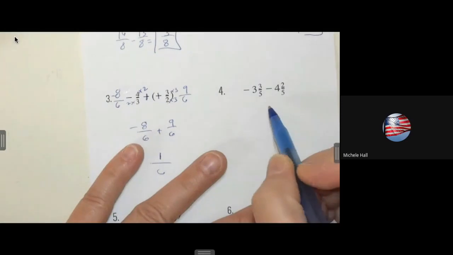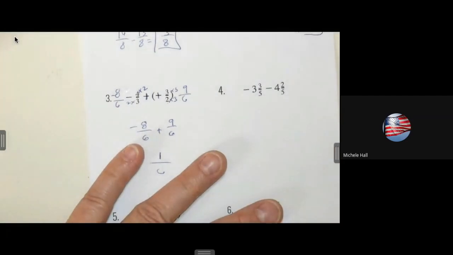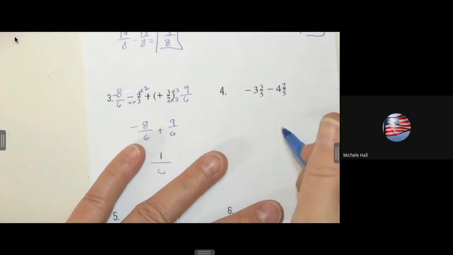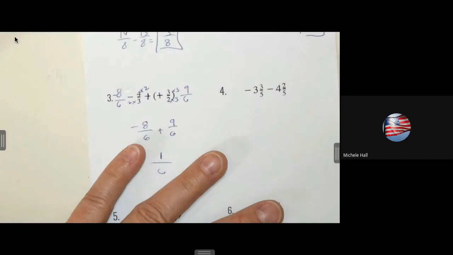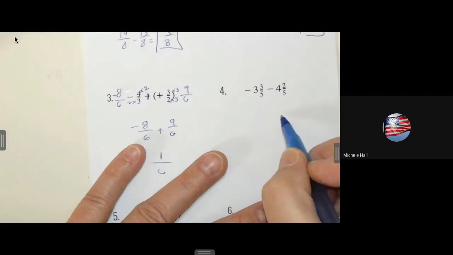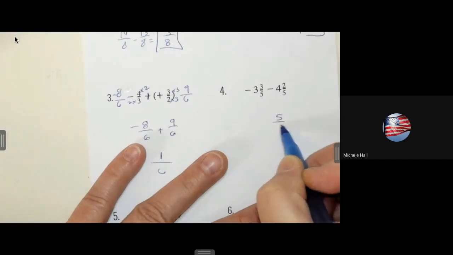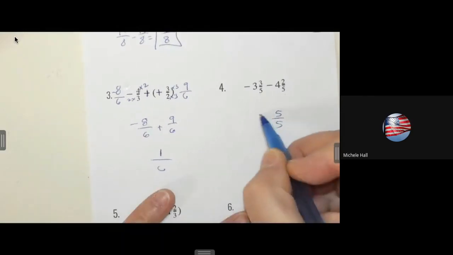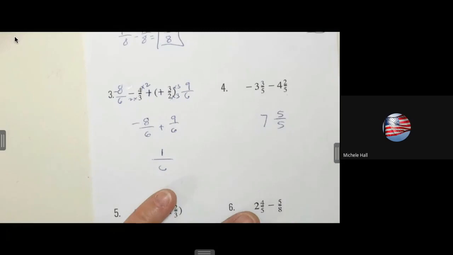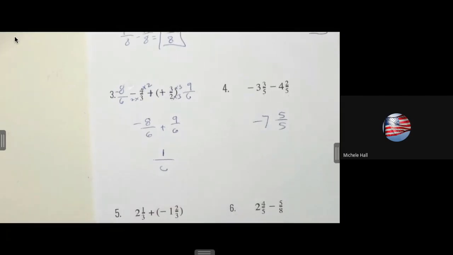So let's add up 3/5 and 2/5. How much is 3/5 and 2/5? You're adding them up because they're like signs. 3/5 plus 2/5 is 5/5. When they're like signs, we add them up and keep the same sign. I'll stop there so that you can think about it for a second.